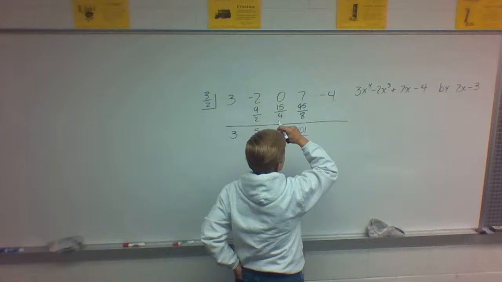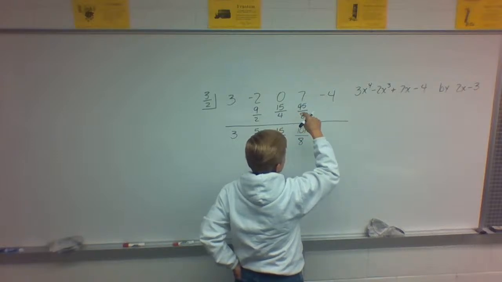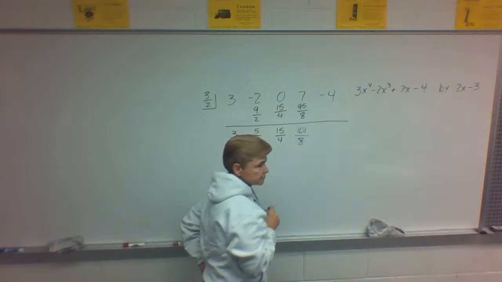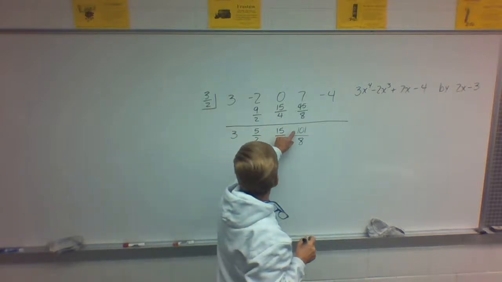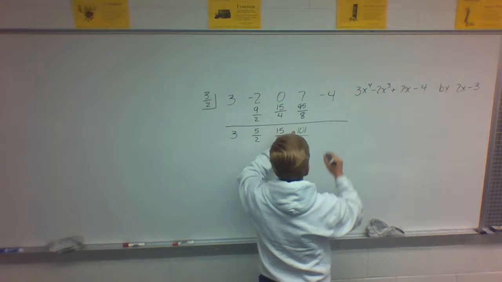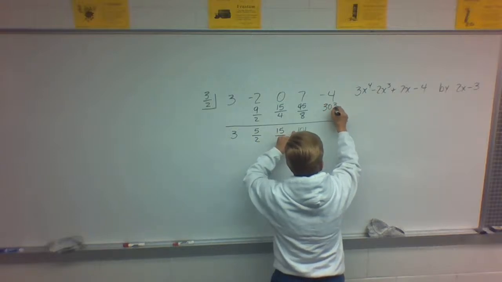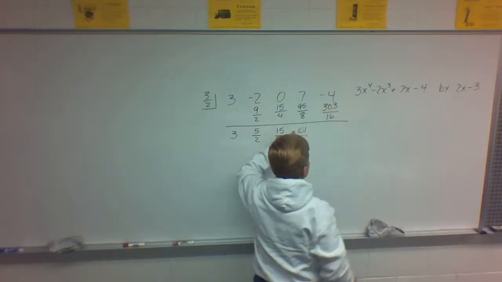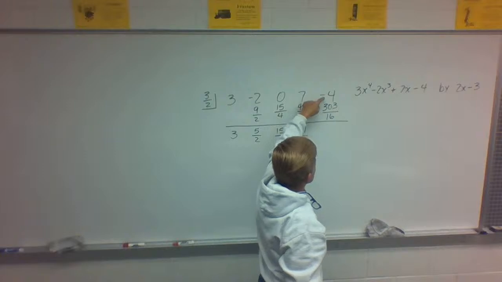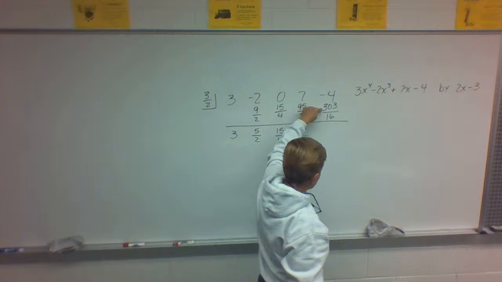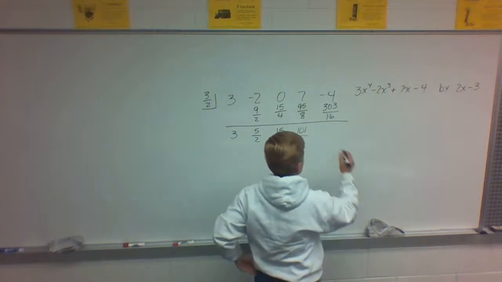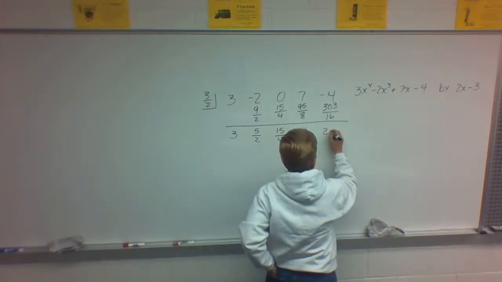$56 and 45 would be 90 and then 11, so I think it's 101. And then you take 3 halves times 101 eighths, and you get 303 sixteenths. 4 written as sixteenths would be 64 sixteenths, but it's negative. So I got 300 minus 64 would be 36. So 239 sixteenths.